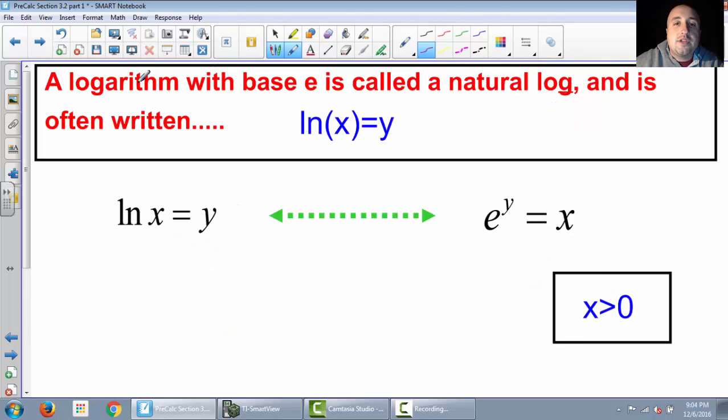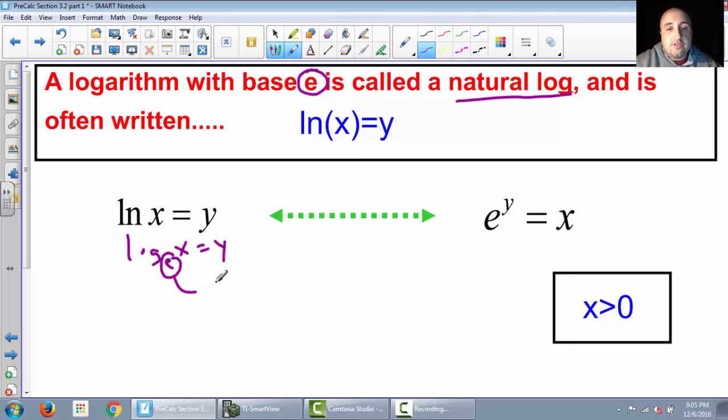And last but not least, we just did common log, and now we have what's called a natural log, and it is written ln of x. What does that mean? It means base e. And remember, e is just a number. So ln of x equals y really means log base e of x equals y. So we apply the definition: e raised to what's after the equal sign is equal to what's next to the log, which is x. That's what the definition says. And don't forget that x has to be greater than 0.